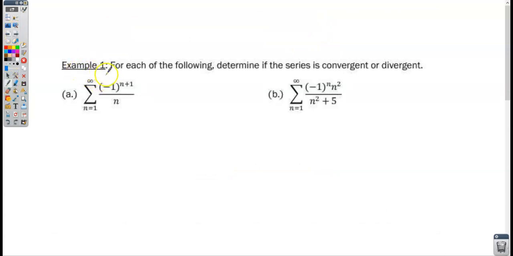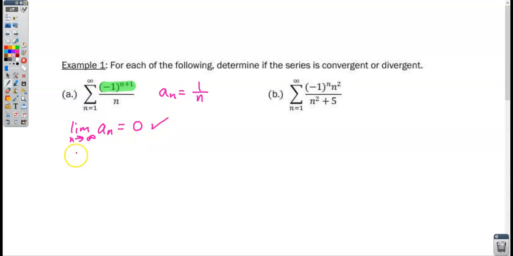Let's take a look at it. We'll look at example 1. First thing we want to do is identify our a sub n. So we're going to take out the alternating portion of this. And when we take out the alternating portion, what's left of the summation here is 1 over n. And so now we need to consider what's the limit as n goes to infinity of a sub n. If you think about this, the limit as n goes to infinity of this, the denominator grows infinitely large. This approaches 0, so it's met the first condition.